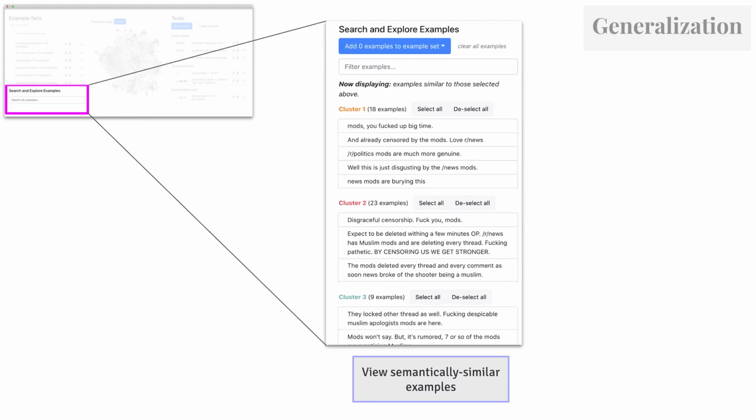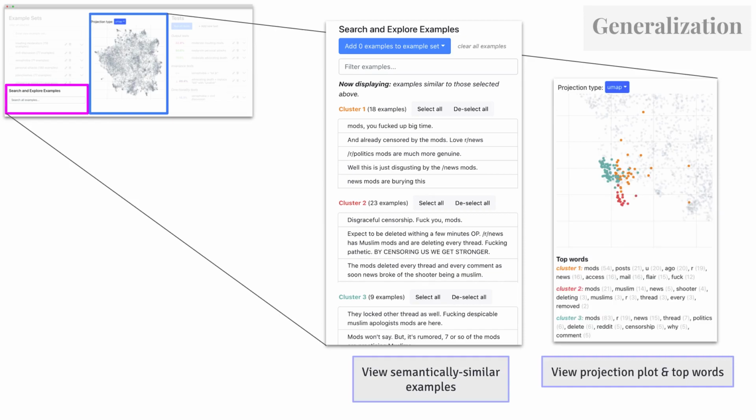What appears down below then are other examples from the data that are most semantically similar to those that I've selected above. The results are grouped into 3 clusters, and the projection plot shows us where these clusters appear relative to other examples and the top words in each cluster. By skimming the examples and this information, we can quickly try to get a sense of the types of examples in each cluster.